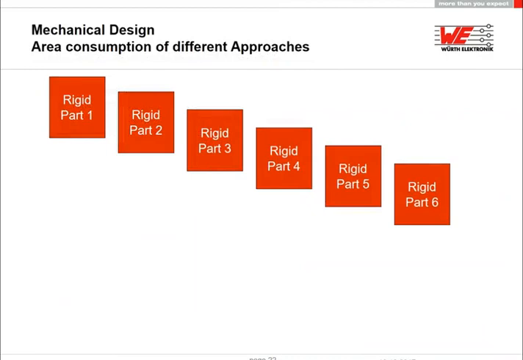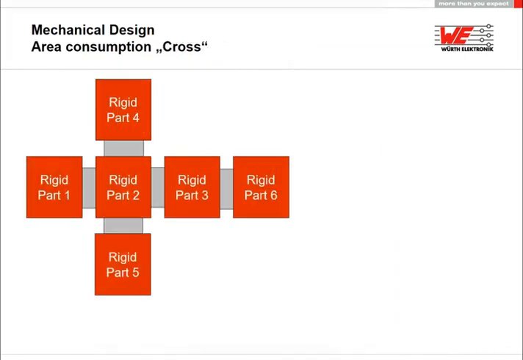Mechanical design. So the question is, how much area do we need for your special design approach? Assuming that we have 6 rigid parts, there are different possibilities to combine these rigid parts. One of these possibilities is called cross. You can see it here.